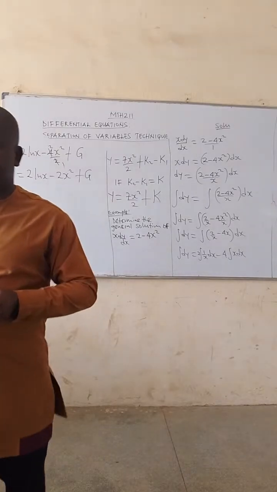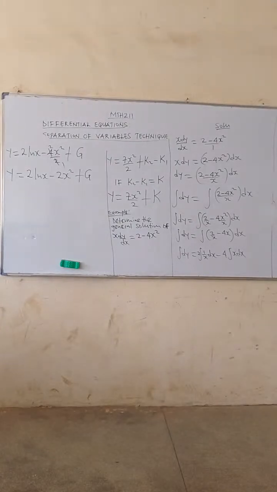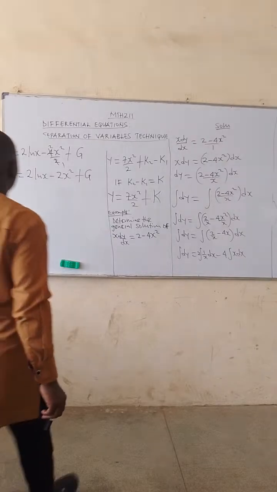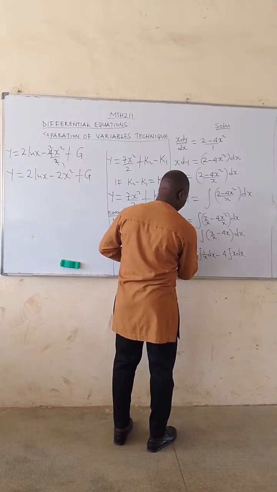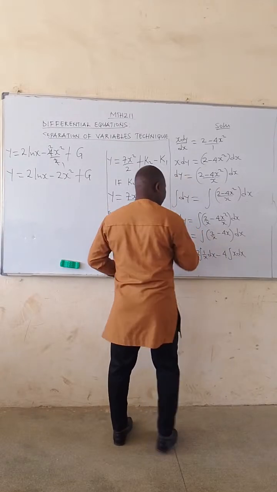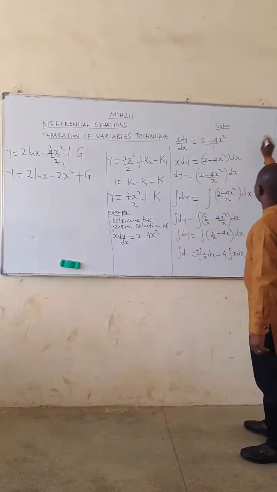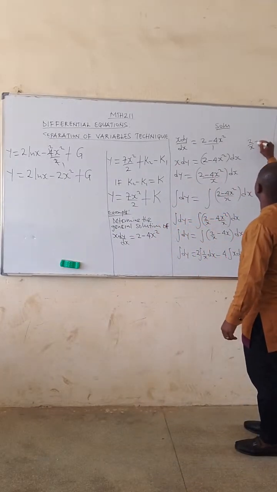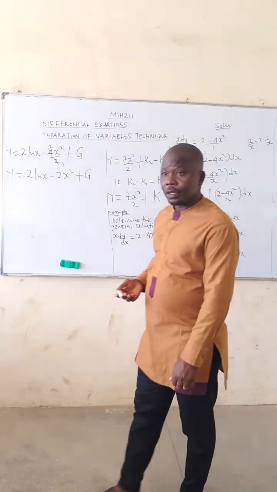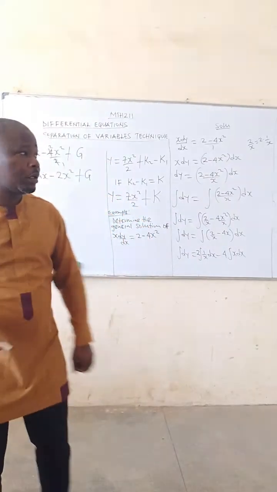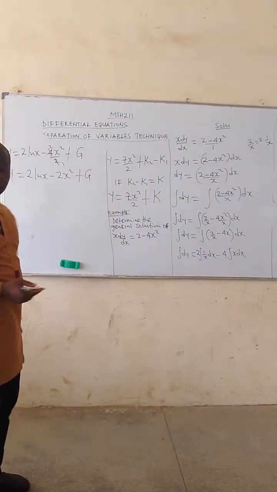Any question, please? Yeah, ask your question. From this integral of dy equals, how do we arrive at the constant 2? Look at it now. If we have 2 all over x, this is the same as 2 times 1 all over x. True or false? No question?